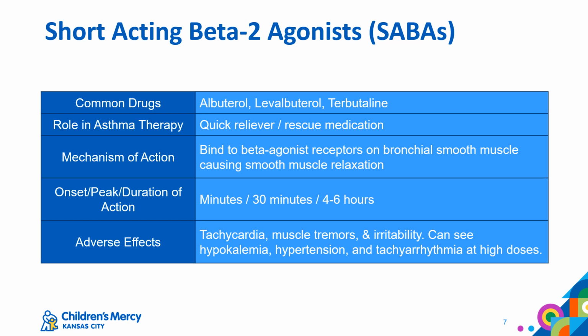The first drug class we're going to look at are the short-acting beta-2 agonists. The most common drug you may see used from this class is albuterol, but there are others. These work by promoting bronchial smooth muscle relaxation. This class of medications has a quick onset of action and is generally used when patients are having acute symptoms. You may hear them referred to as quick relievers or rescue medications. Daily treatment with this class of medication is not recommended for asthma treatment.